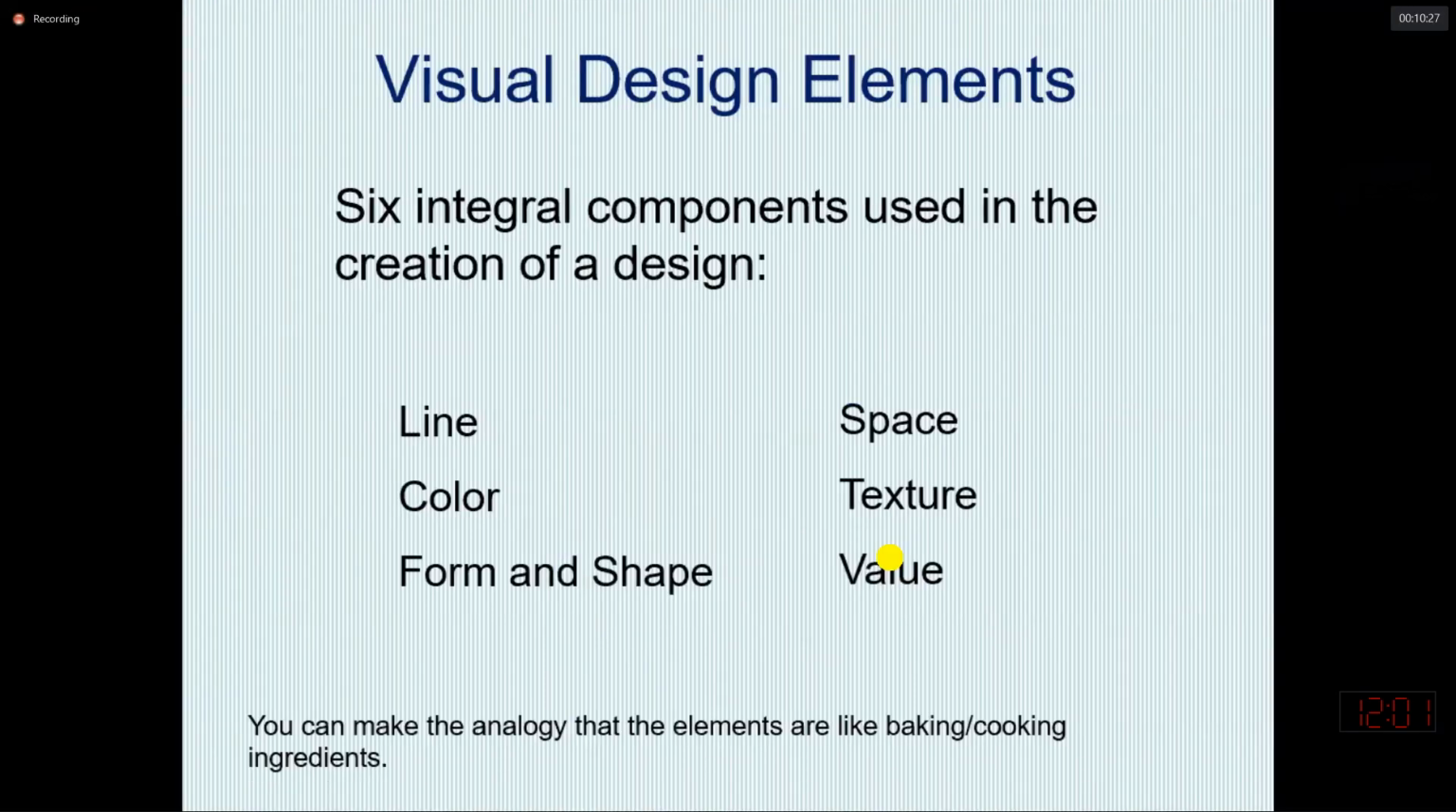Line, color, space, texture, form, and shape. We can formulate its analogy with just like baking a cake, and these are ingredients. For instance, sugar and other components that are used in any cake baking. So these are just like ingredients that you should know that are going to be added in the cake.